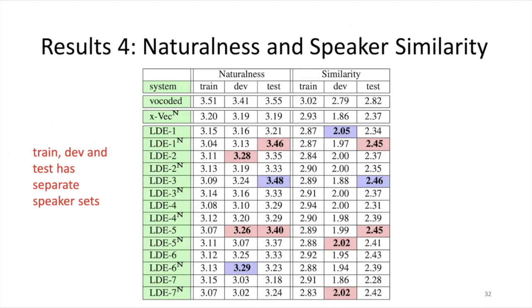This is the results of the listening test. The first column is our baseline and the speaker embeddings used in our TTS setup. The second and third columns are the naturalness and speaker similarity scores. We want you to focus on the test column. Our experiment is conducted in a zero-shot fashion, such that the input text and speakers are totally unseen during training. We want to emphasize that the train, dev, and test splits have separate speaker sets.